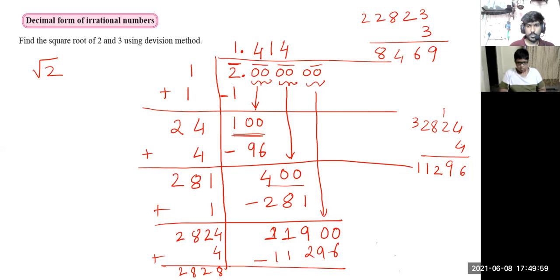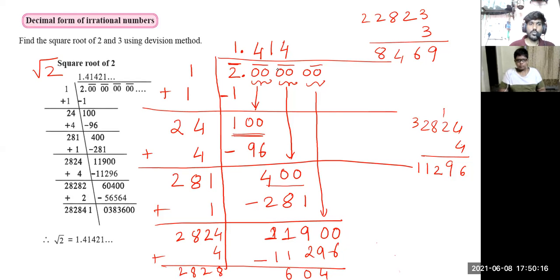And this will give me 11900 minus 11296 is 604. Now we can go on and on and on, non-stop. It will be never ending. So we'll stop here itself. If you see in this example, they have gone further. 604, and then again another pair of 0 is brought down.